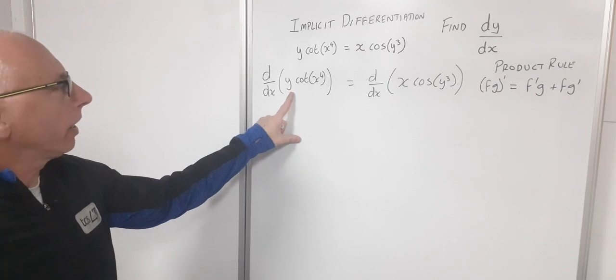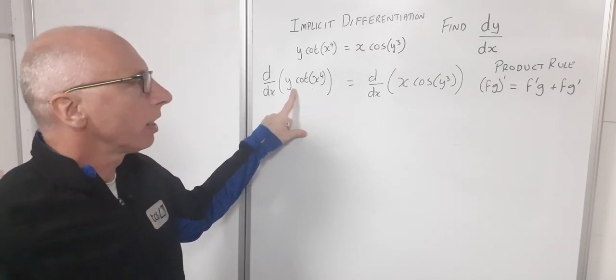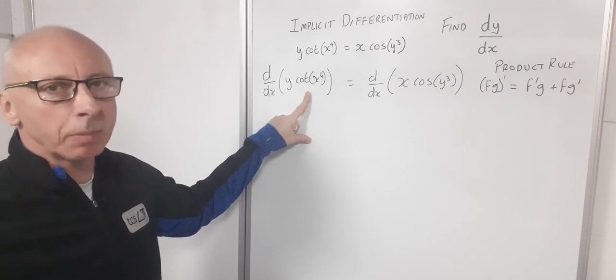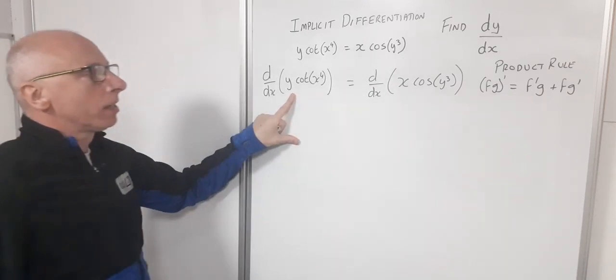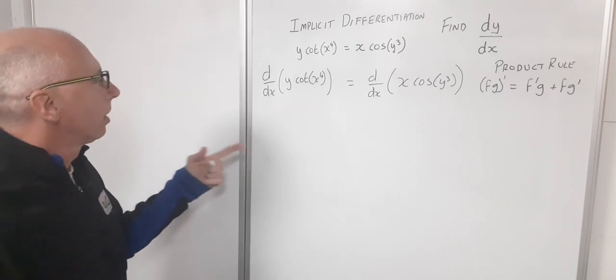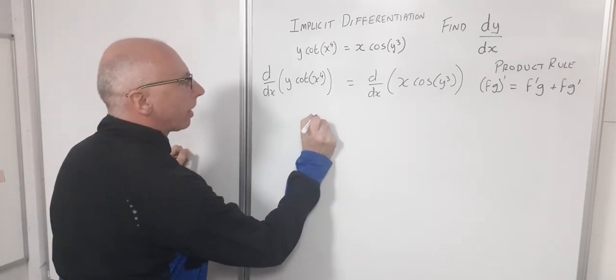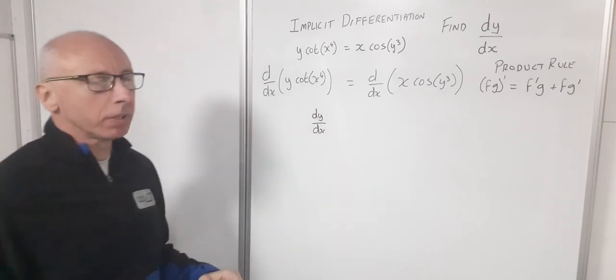So I've got y here and cotangent x to the power of 4 here. So I'll let f be my y and cotangent function to be my g. So f prime, so derivative of y with respect to x, well that's just dy dx. So I'm going to write that at the back. So I don't want to write dx at the front. I'll show you why in a moment.